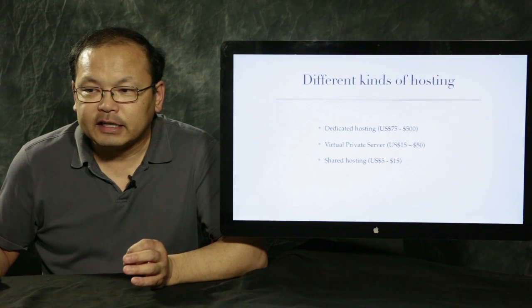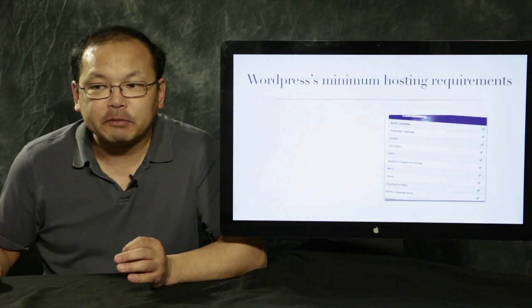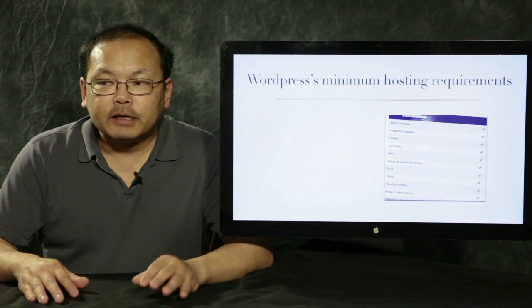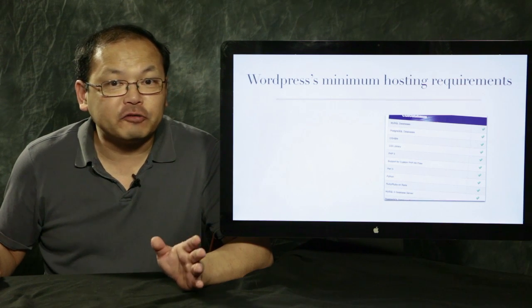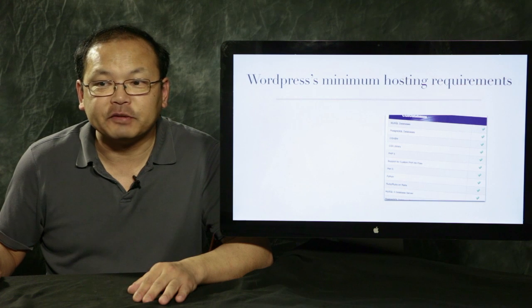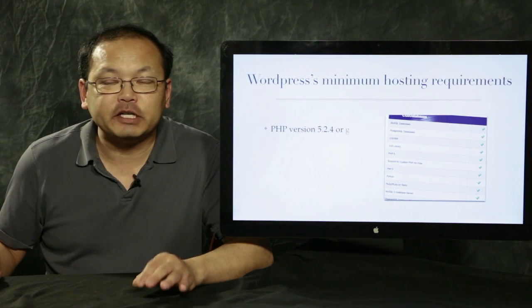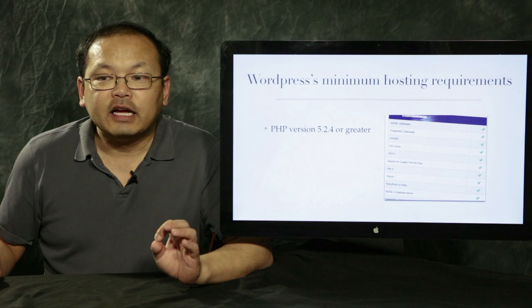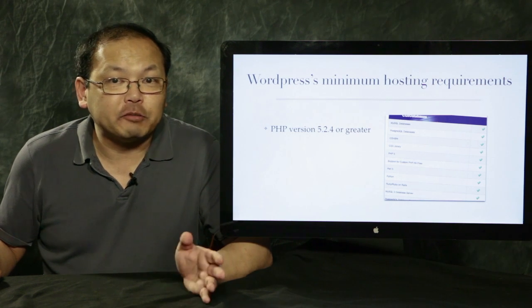Okay, and now let's look at the minimum hosting requirements for WordPress. Some things that you should look for in the hosting advertisements is to make sure it has PHP 5.2.4 or later. Now this is January 2012. The current version of WordPress is 3.3.1 and it requires PHP version 5.2.4.